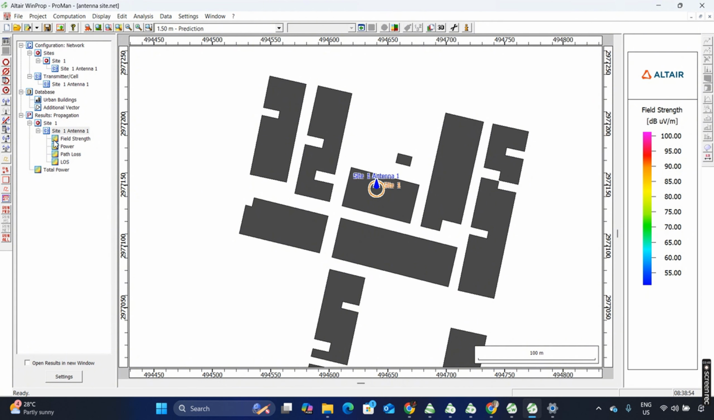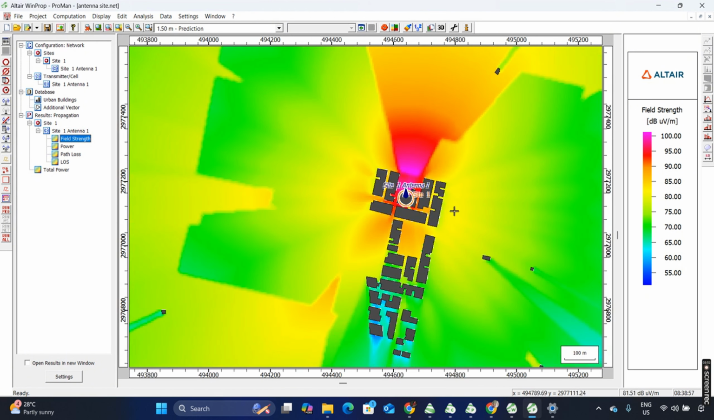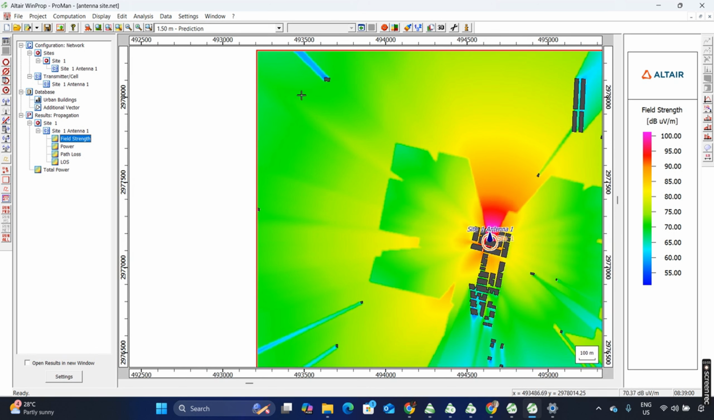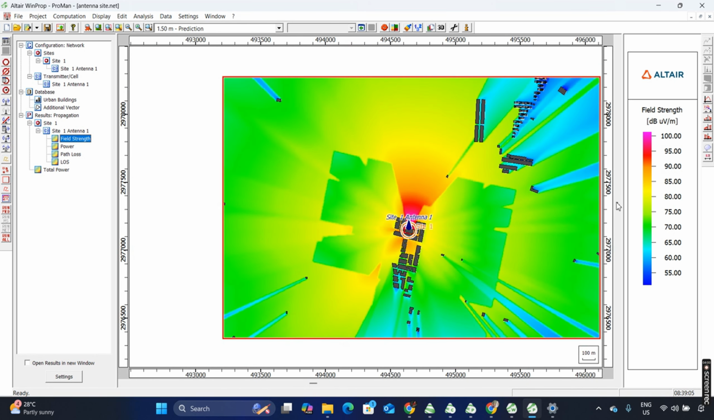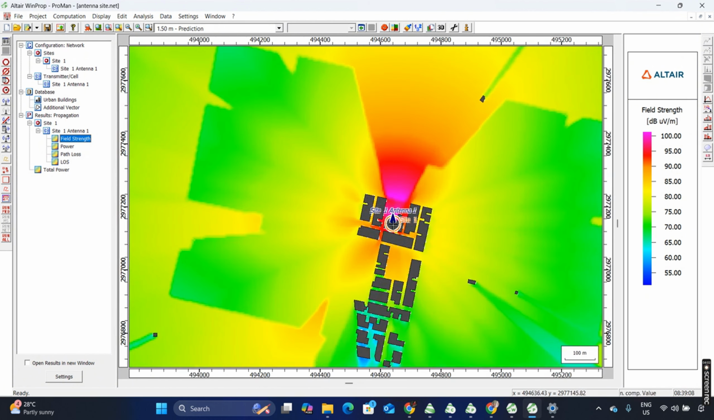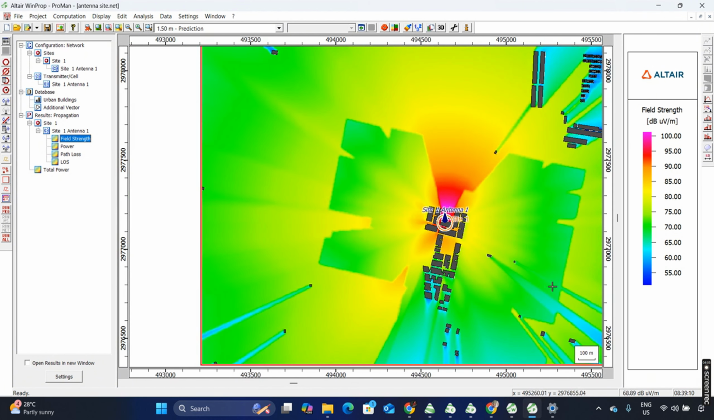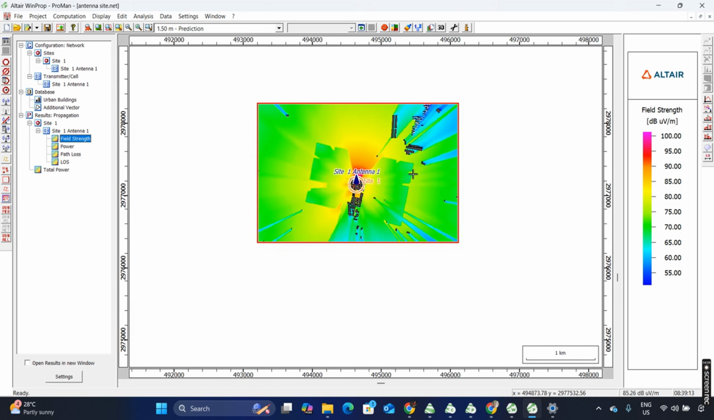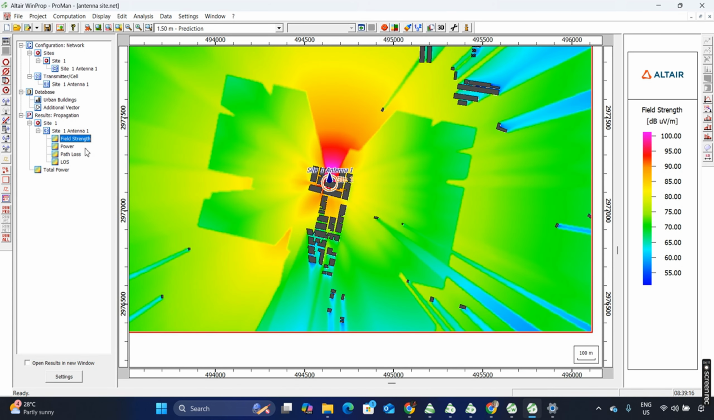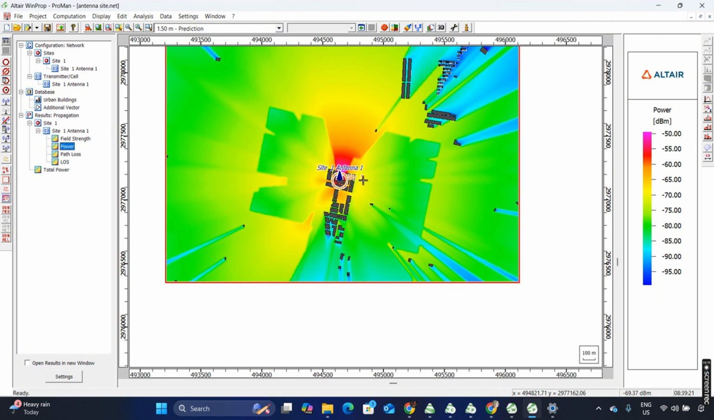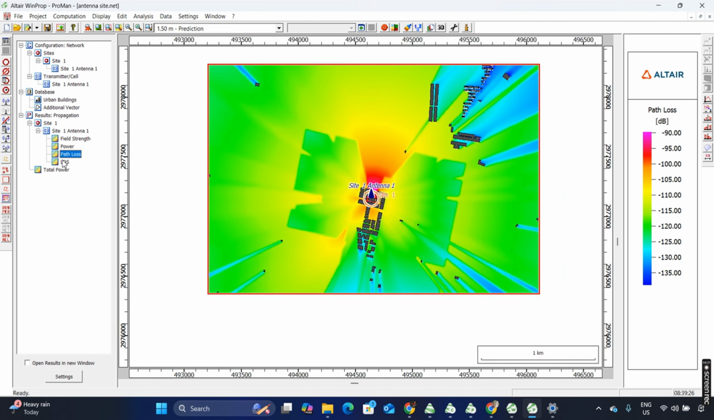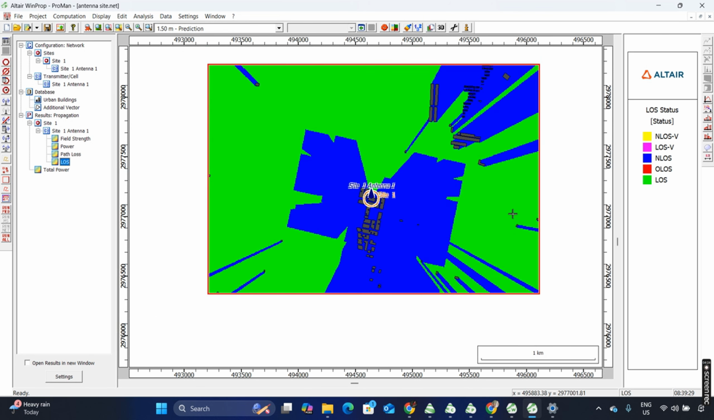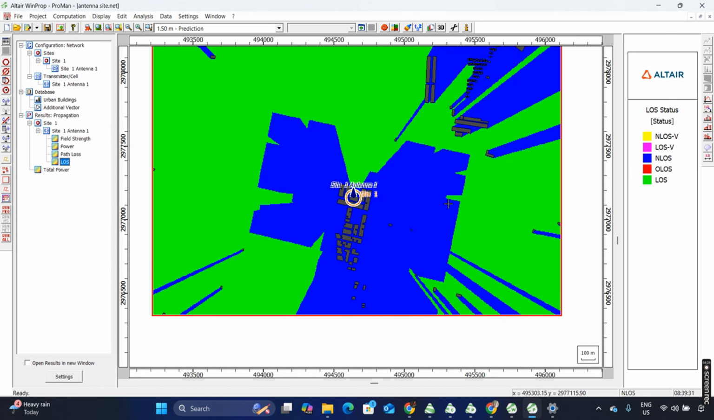after setting up, I got several results, including the field strength, and you can see the color as well, which shows the pink color shows high intensity, while blue color shows low intensity. This is the result for power. It is quite similar to field strength. Then next is path loss, and the last one is LOS.